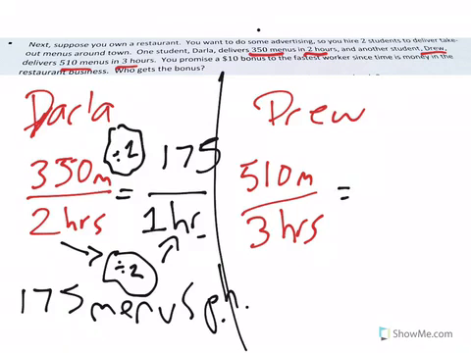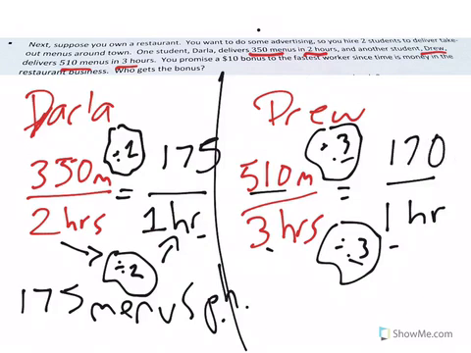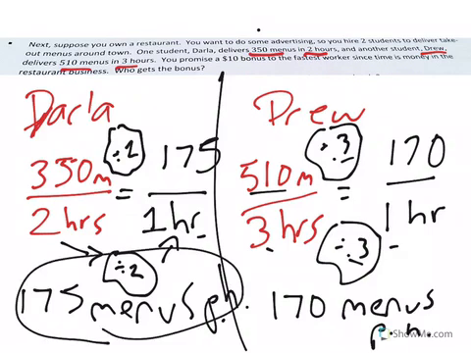Over here, let's do Drew. Drew, we want to get from 3 hours to 1 hour. So magic number, or our constant, is 3. 3 divided by 3 is 1. Got to do the same thing up here. 510 divided by 3 is going to give us 170. So Drew delivers 170 menus per hour. And so who gets the bonus? Darla delivered more menus. Darla should get the bonus.